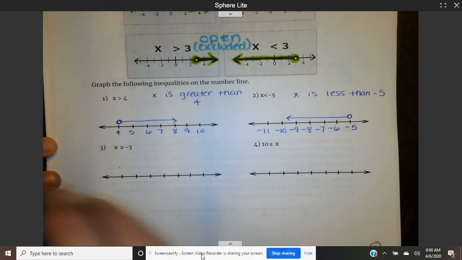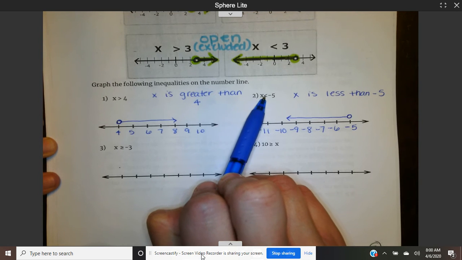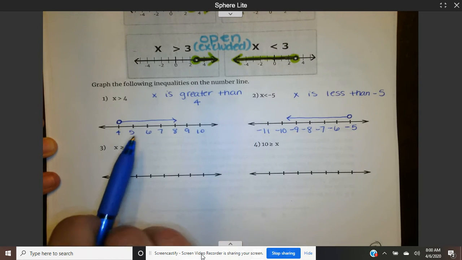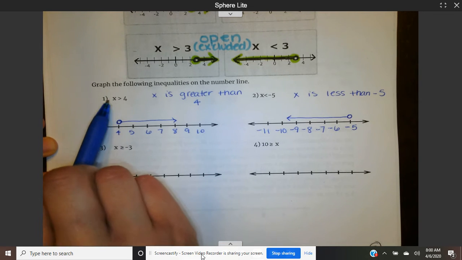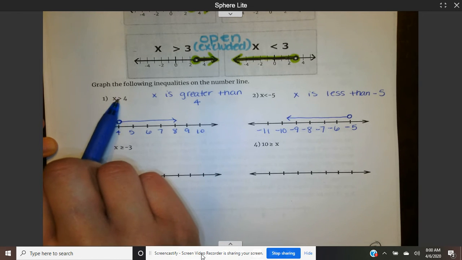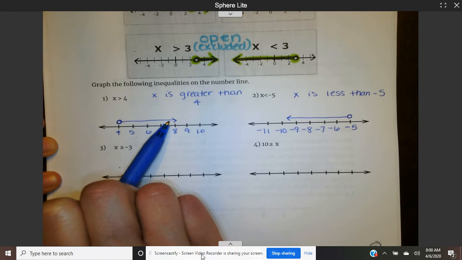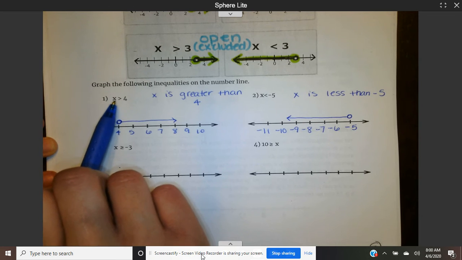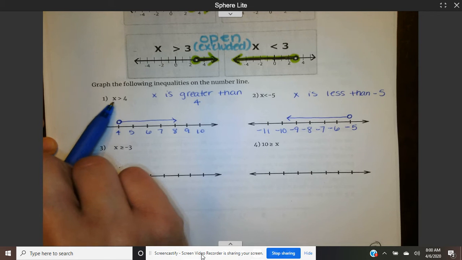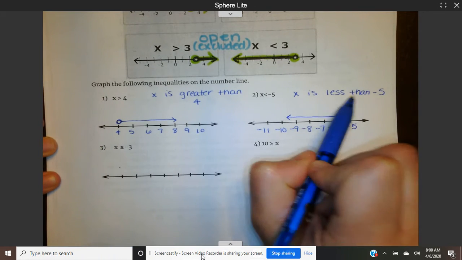Okay, one thing I do want to point out is notice that my x variable is on the left side. If you keep your variable on the left side, the direction, see like how this points that way, it actually represents your arrowhead. So when you're solving these, keep that in mind that you want to try and keep your variable on the left side, because then it kind of helps you if you do mix up greater than or less than.